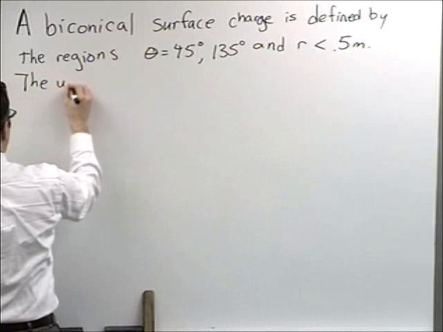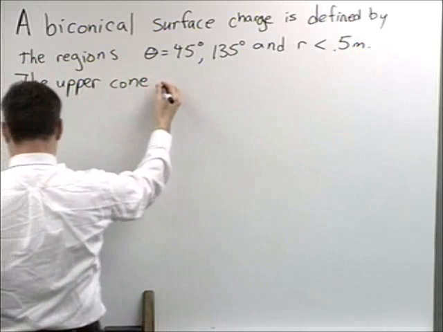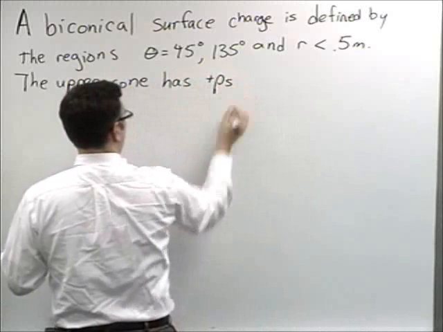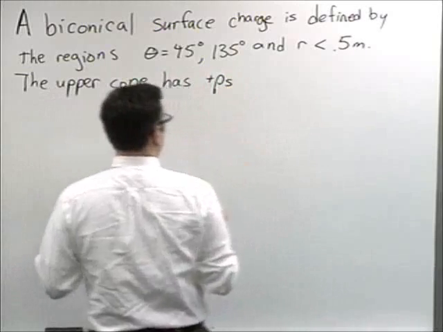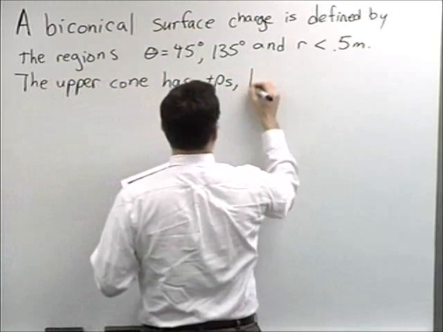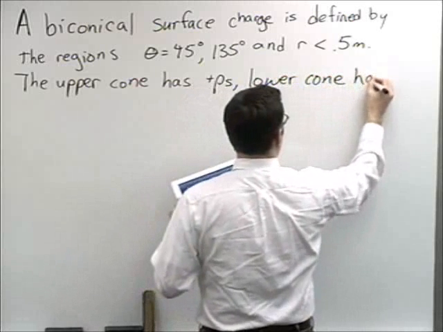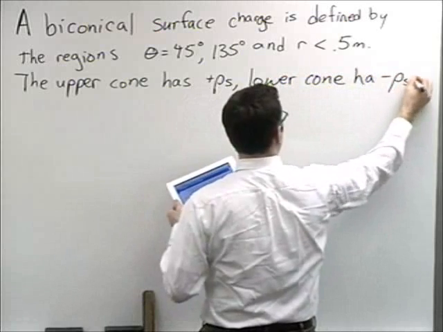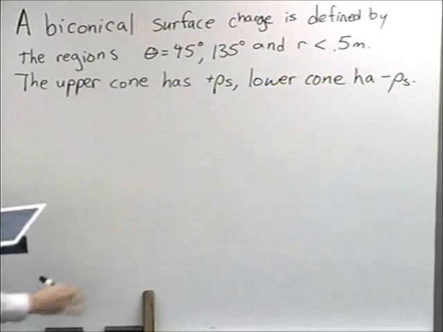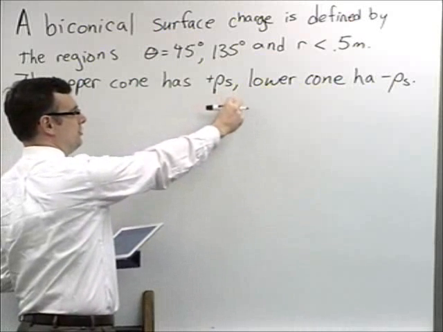The upper cone has a positive surface charge density on it, plus rho sub s. The lower cone has a negative and equal in magnitude surface charge density, uniform across the whole cone. Remember, this is just a constant coulombs per meter squared.